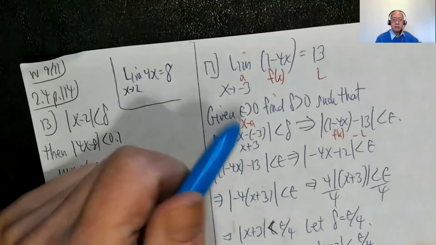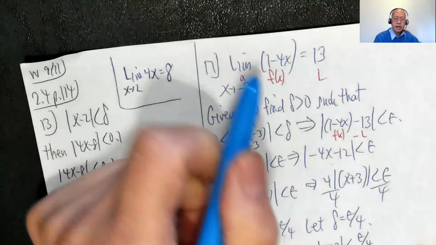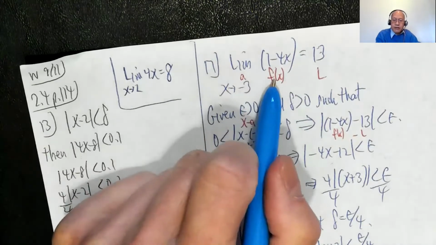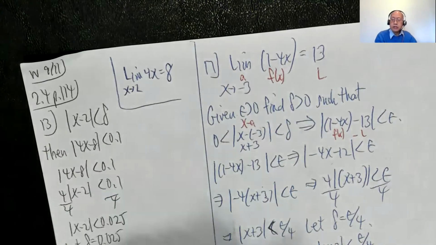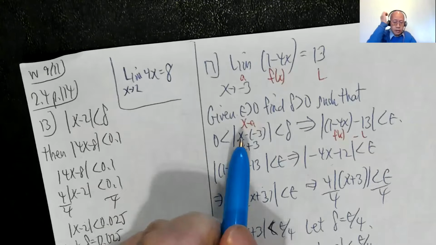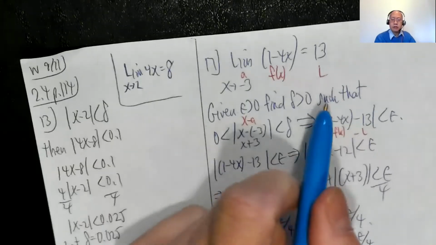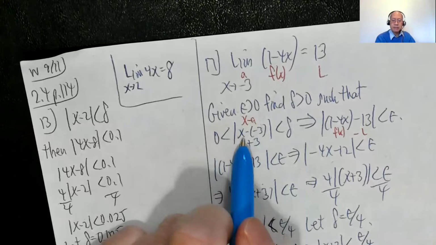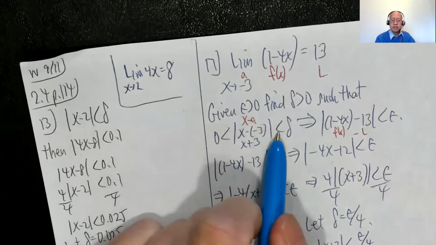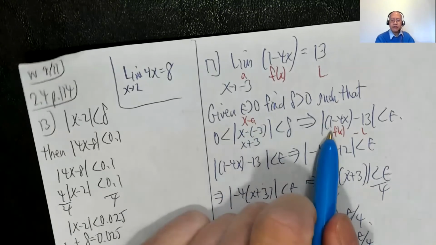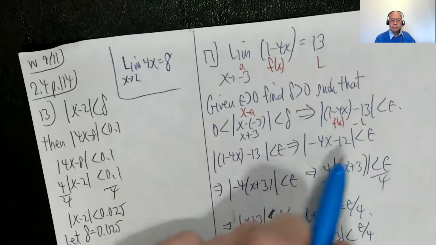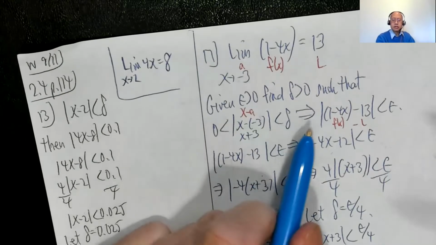Okay, here's 17. Limit as x approaches negative 3 of 1 minus 4x equals 13. Here's my a, here's f of x, here's L. So we always start with the same language: given epsilon greater than 0, find a delta greater than 0, such that 0 less than absolute value of x minus a, x minus negative 3, less than delta, implies absolute value of f of x, 1 minus 4x, minus L, 13, less than epsilon. Okay, so the first is scratch work.